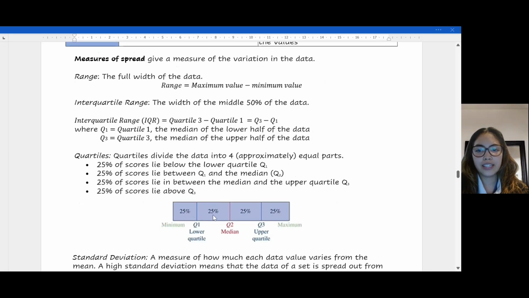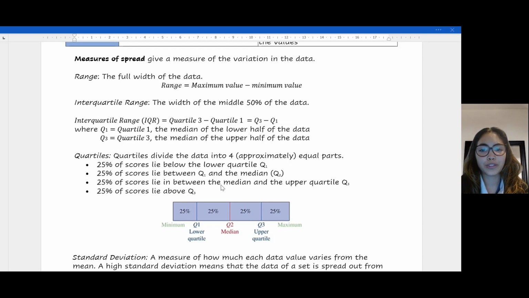The other thing, of course, is our measures of spread. So this gives us a measure of the variation in our data. So the lows and the highs, the maxes and the minimums. So of course, our range is the difference between our highest value and our lowest value.